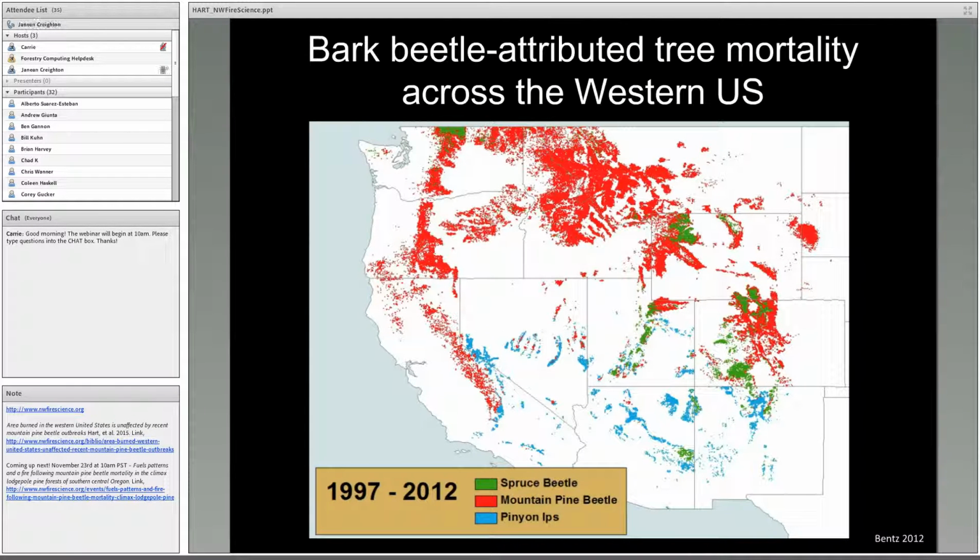Well, first, bark beetles have affected significant areas across the western U.S. So here we can see a map of the damage attributed to bark beetles from 1997 to 2012 across the western U.S. And in red, you'll see that there's extensive areas affected by the mountain pine beetle. Note that there's also areas that have experienced infestations of spruce beetles and pinyon ips beetles.